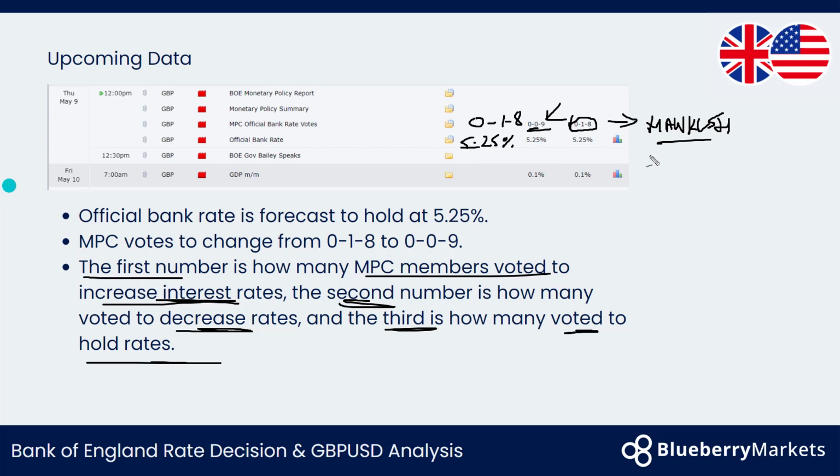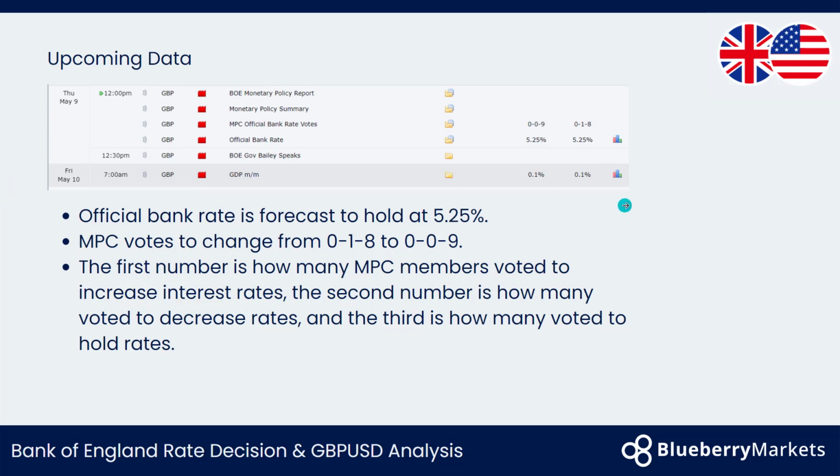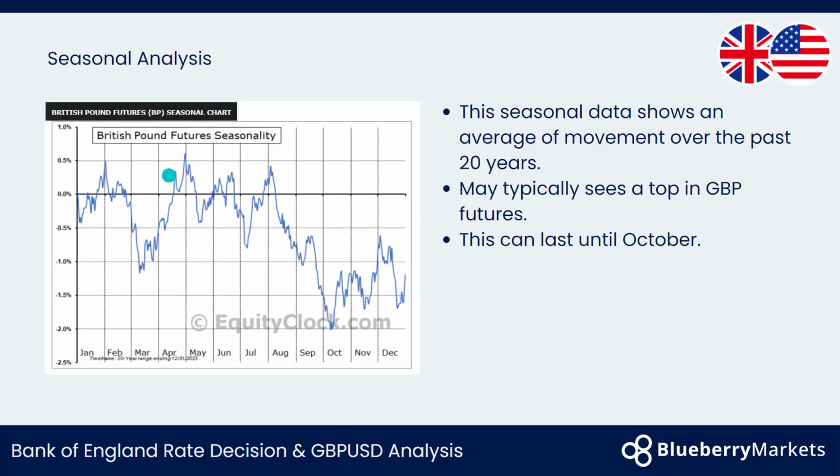That should be held, as the inflation rate is still above 3% at the moment. But that could be a little bit hawkish, and that's what I think the market is going to have a little look at. How are the members voting? Does that mean that rates are going to stay higher for longer to try and really bring that inflation rate back down? Going on to some seasonal analysis then.